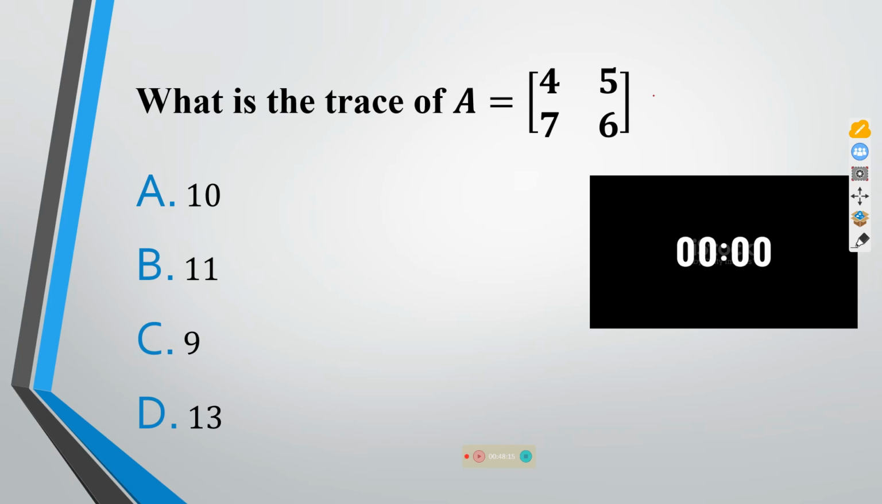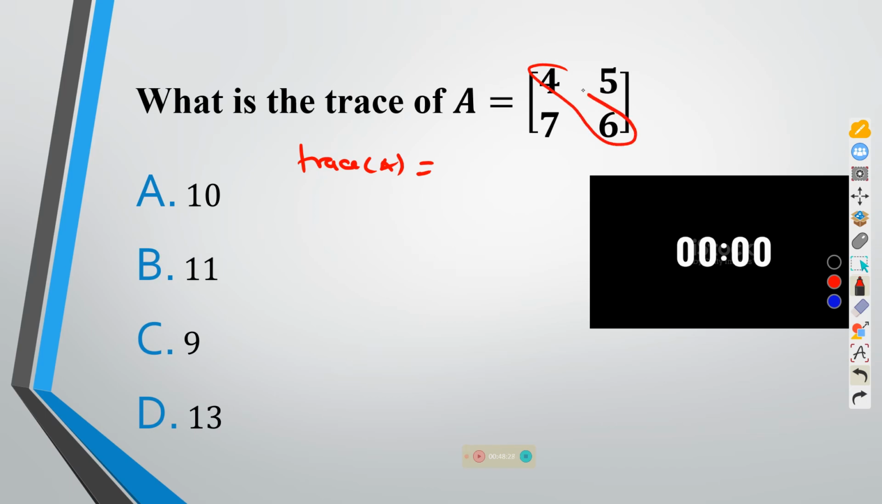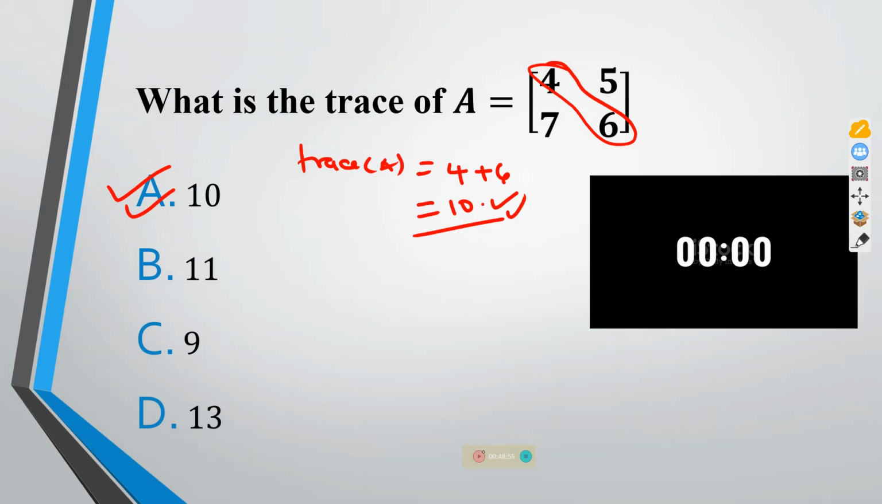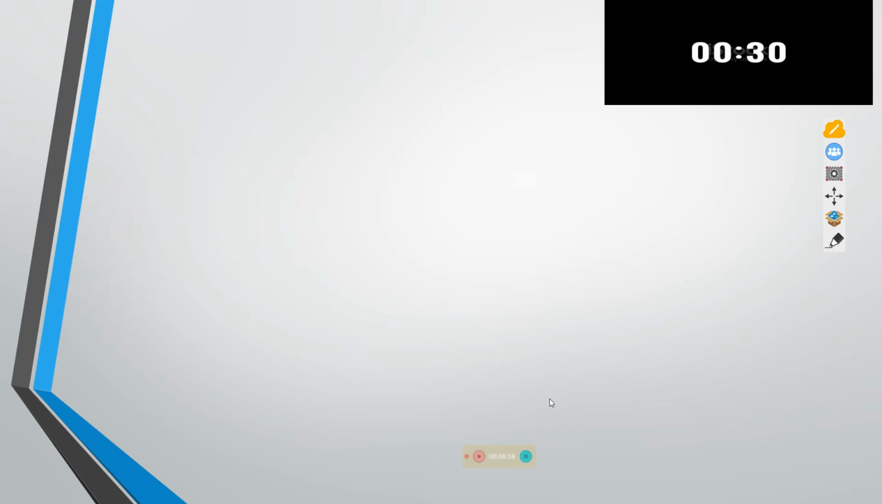so we need to obtain the trace of A. How do we get the trace of a matrix? The trace of a matrix is obtained by adding the elements within the major diagonal. So the elements in this diagonal, we have 4 and 6. So this gives us 10. So the trace of a square matrix is the same as the summation of entries within the main diagonal. So trace is the same as 4 plus 6, which is 10. So your answer will be 10, and that is part A. We shall look at the next question.